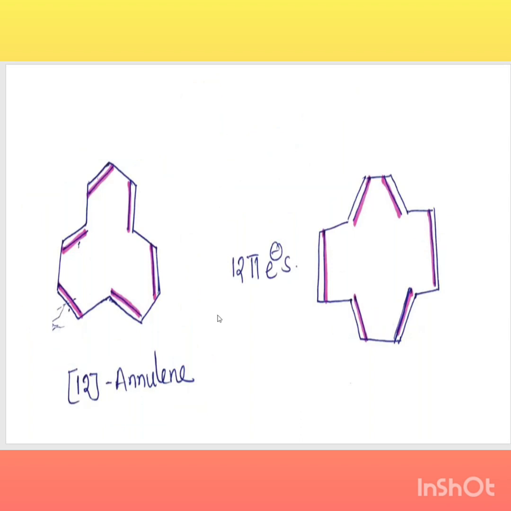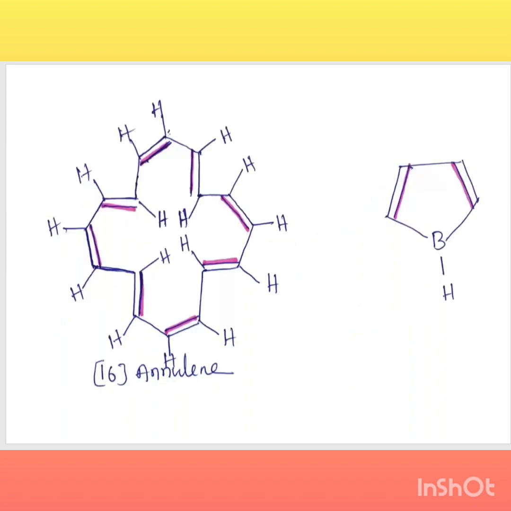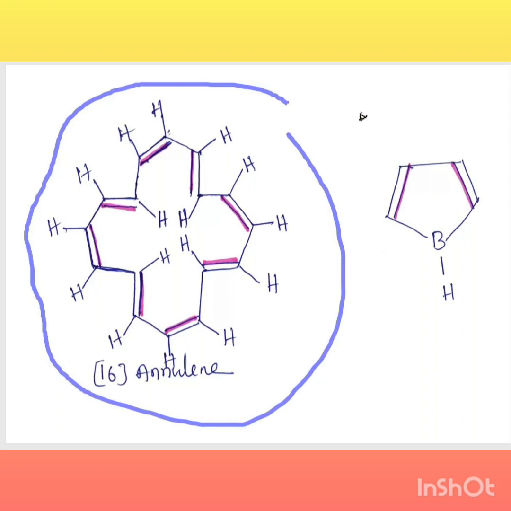12 annulene shows the anti-aromatic property. Another good example is 16 annulene. Okay, 16 annulene. 4 into 4 is equal to 16 pi electrons. It shows 16 pi electrons, and the properties are the same.